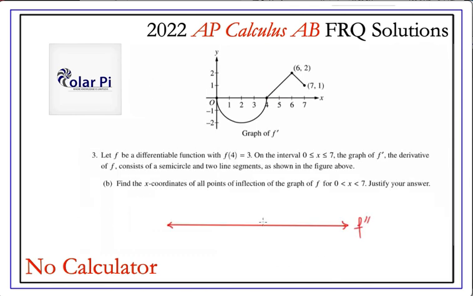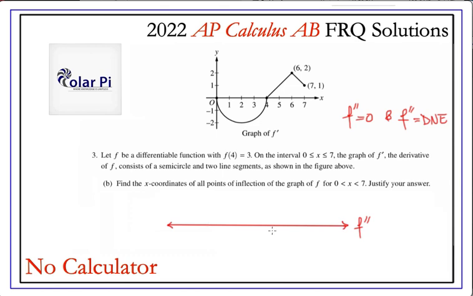Okay, so in part B, we have to figure out all points of inflection for f. So points of inflection are places where f double prime is equal to 0, right? Or places where f double prime does not exist. And these are just ways to identify potential points of inflection. To actually decide if they are points of inflection, we put these on a number line and test numbers on either side of them.